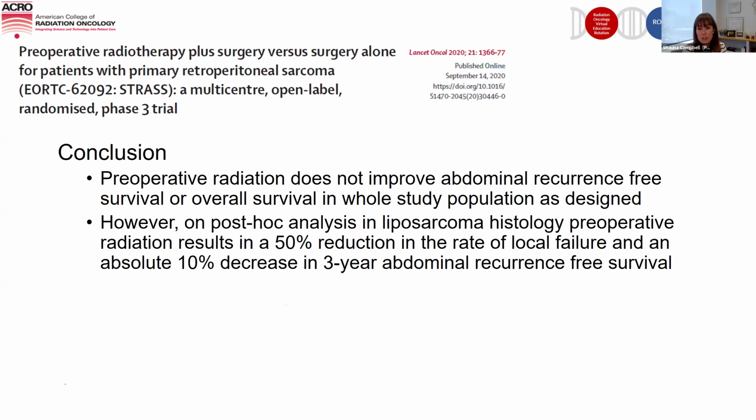The conclusion of this study is that preoperative radiation does not improve abdominal recurrence-free survival or overall survival in the whole study population. For those of us who want to look at these fine details, who tend to be radiation oncologists, what we see in these post hoc analyses is that in liposarcoma histology patients, preoperative radiation results in about a 50% reduction in the rate of local failure and about a 10% absolute improvement in abdominal recurrence-free survival. So overall, we do think there is a benefit in certain of these patients. We can go to the next slide.